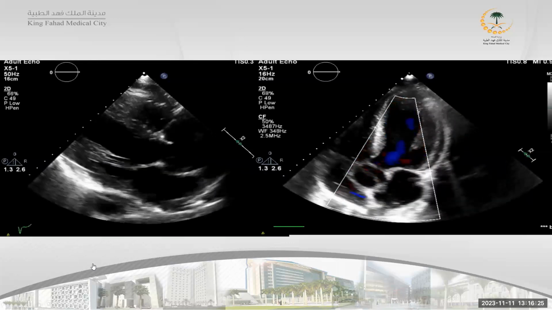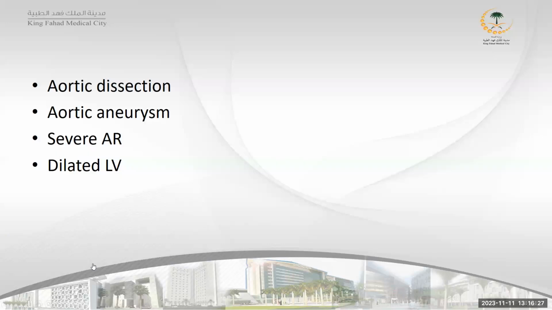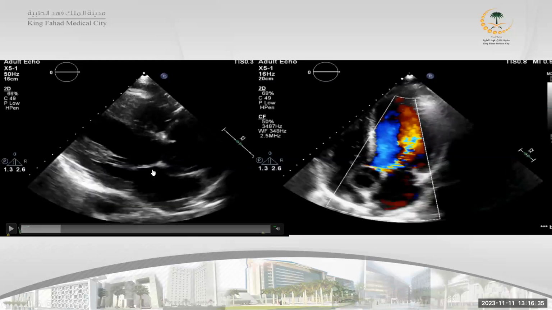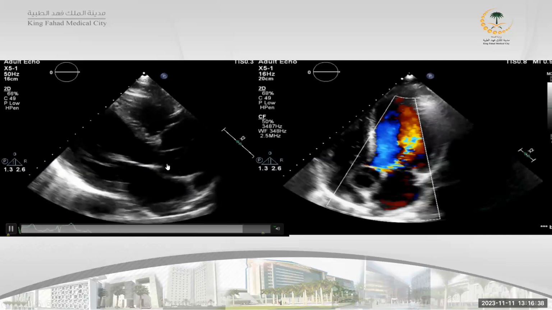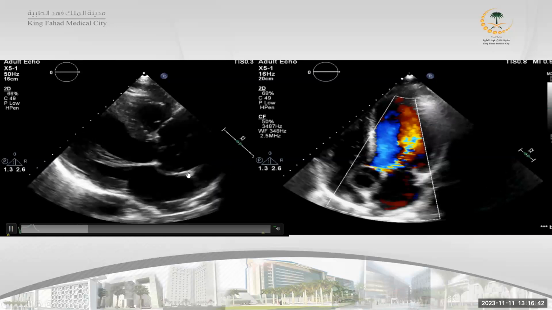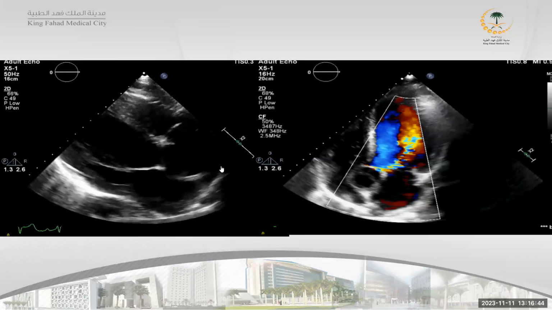Excellent. Let's see the answers. So it's aortic dissection, aortic aneurysm, severe aortic regurg, and dilated LV. Some of you know the answer. The most important here, you can see that the aortic root is dilated, so you have to pick up number 1, aneurysmal aorta. I think nobody wrote this, aneurysmal aorta.